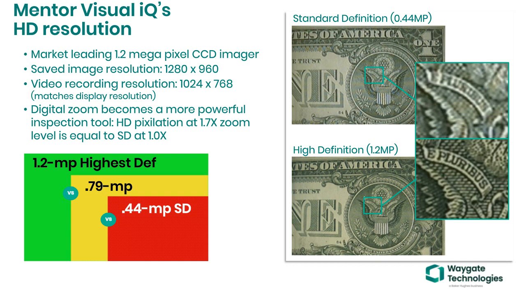Notice the dollar bill images on the right of the screen. You can see a huge difference in the ability to resolve details on the lower HD image, even and especially when the image is digitally zoomed. This can be very helpful in situations where it's not possible to move the camera closer to the area of interest.